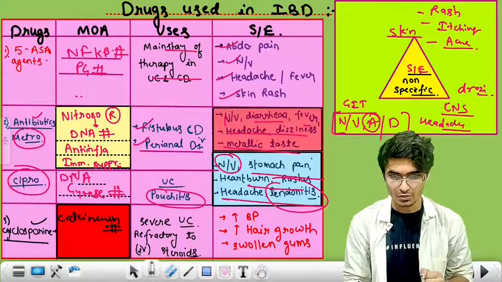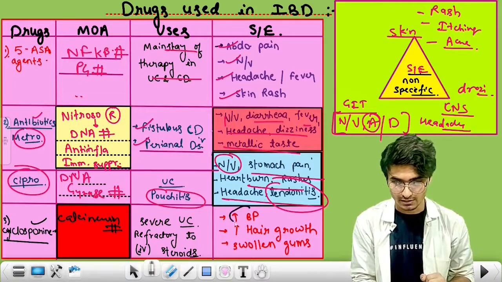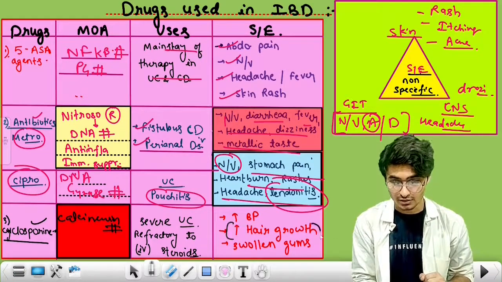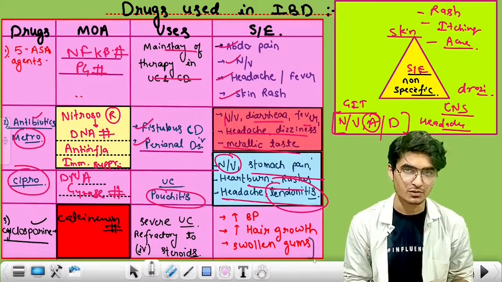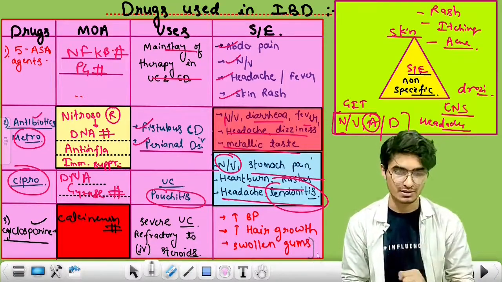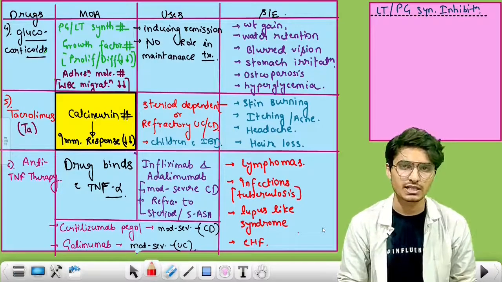And now we will switch to the side effects of cyclosporine, and that is an increase in the BP, an increase in hair growth, and swollen gums. So these are the side effects with respect to cyclosporine. And now we will switch to the next category. And the next category is the glucocorticoids.